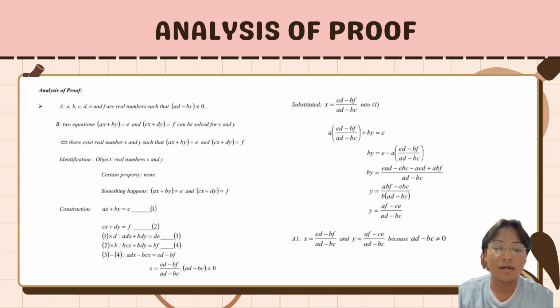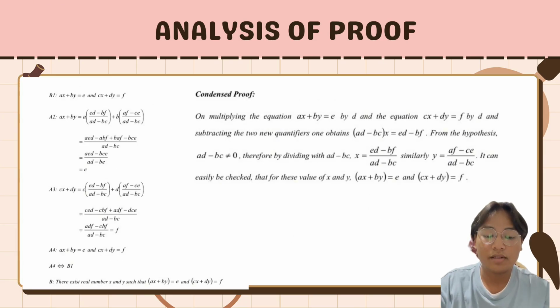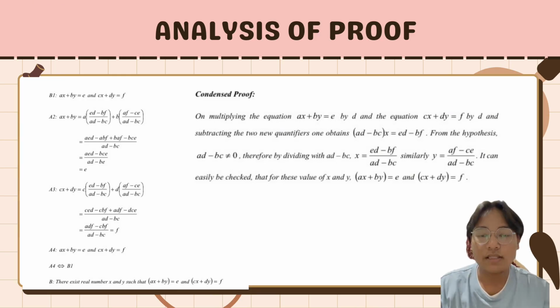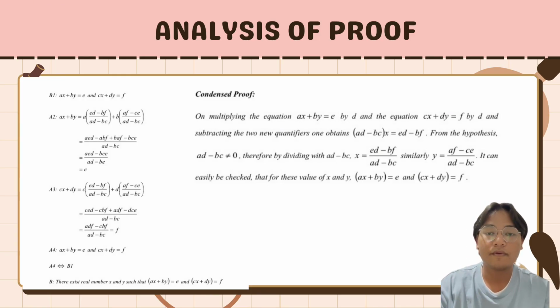And we can also get B1: AX plus BY equals E, and CX plus DY equals F.